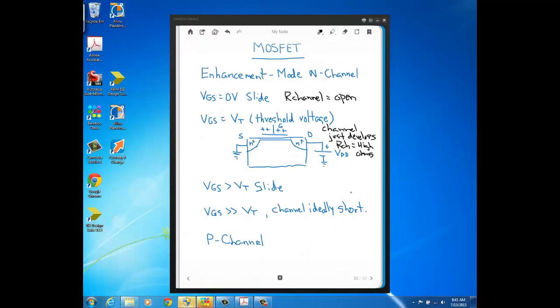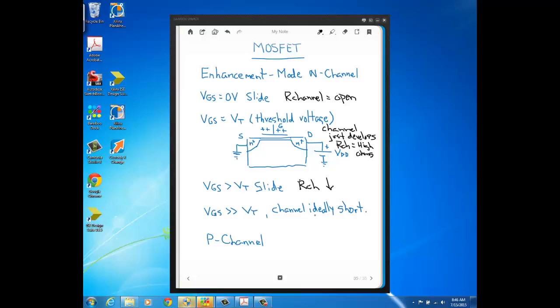So here you're going to see that our channel resistance is getting smaller, and at some point when VGS is much greater than V threshold, you're ideally going to have a short, that your channel is going to have a minimal amount of ohms. Ideally, a couple of ohms or so, but ideally we just say at that point it acts like a short, so that's a switch that's on.